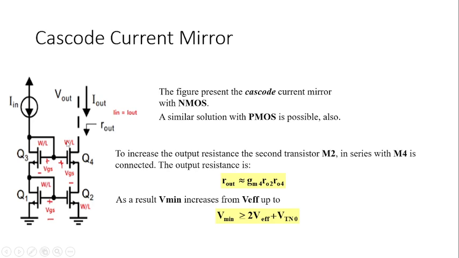The cascode amplifier can be used as a current mirror. To increase the output resistance, the second transistor M2 is connected in series with M4. The output resistance, R out, is approximately gm R0 2 and R0 4.